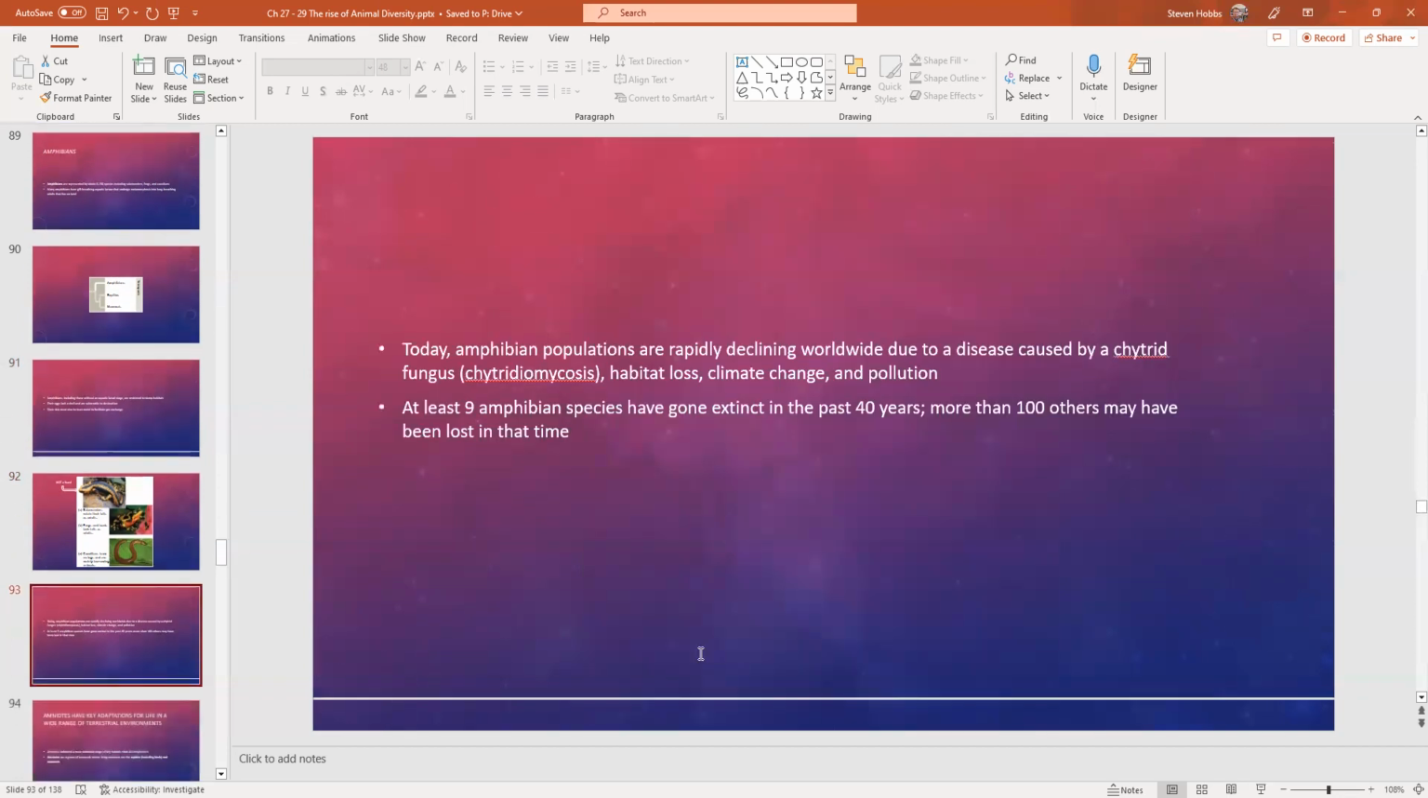So amphibian populations are rapidly declining, and that's a problem. One, the chytrid fungus, chytridiomycosis. Habitat loss. We keep using their land. They don't have any place to go. They have to be near the water. Climate change and pollution. If you want to see how healthy an ecosystem is, look for the amphibians. So at least 9 amphibian species have gone extinct in the last 40 years. More than 100 others have been lost at that time as well.